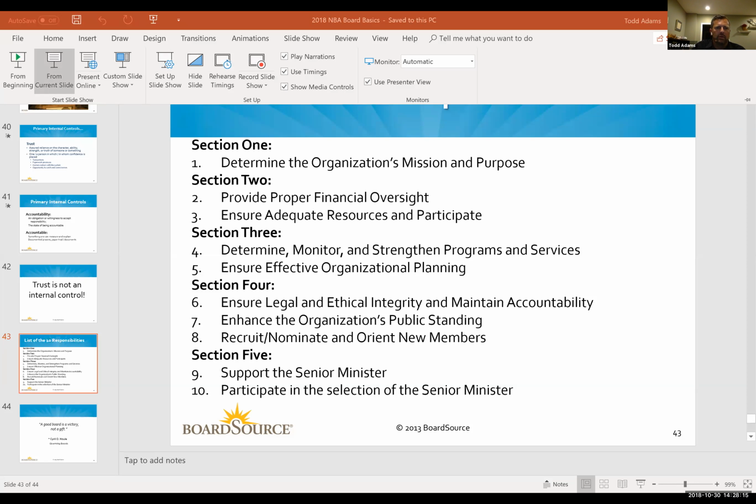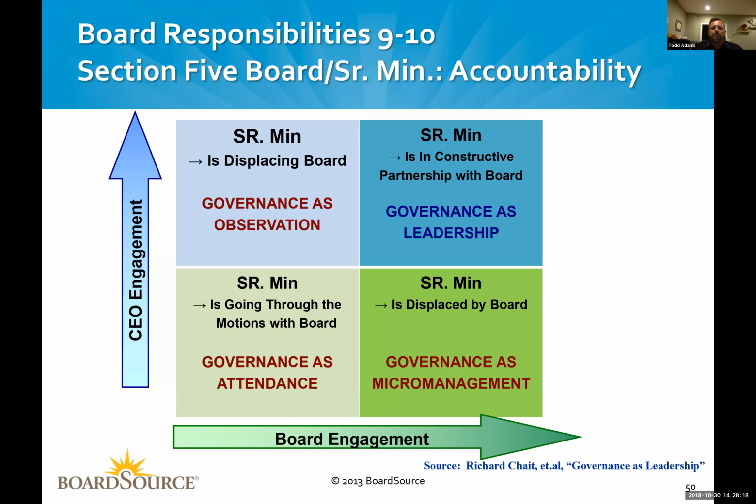Let's go from the current slide here. In terms of accountability, it's really hard to hold somebody accountable to something that's not in writing, which is why I stress the end statements and then developing a ministry plan based on those end statements. But you can see on this slide that what we're looking for is that upper right-hand corner, which is constructive partnership with the board. So we're leading together, we're mutually accountable. It's a non-defensive environment. It's not a room full of my friends and buddies, but people who are committed to the mission of our organization.